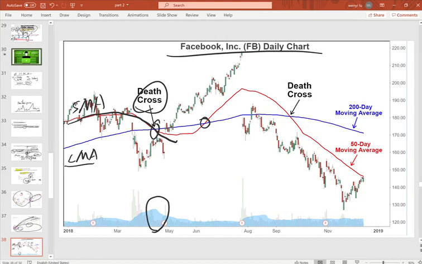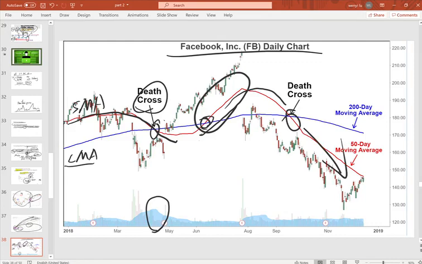until the short-term moving average goes above the long-term moving average. This shows a golden cross, so the price is going up. Then you see the short-term moving average cross the long-term moving average again below, so that signals the price will be going down.